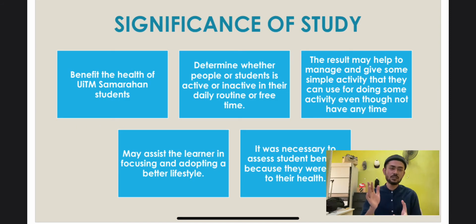Okay, so for the significance of study, number 1 is to benefit the health of UiTM Samarahan students. Number 2 is to determine whether people are active or inactive in their routine or free time. Number 3, the result may help them to manage and give some simple activities that they can use. Number 4, may assist learners in adopting a better lifestyle. Number 5 is it was necessary to assist students because it is vital to their health.